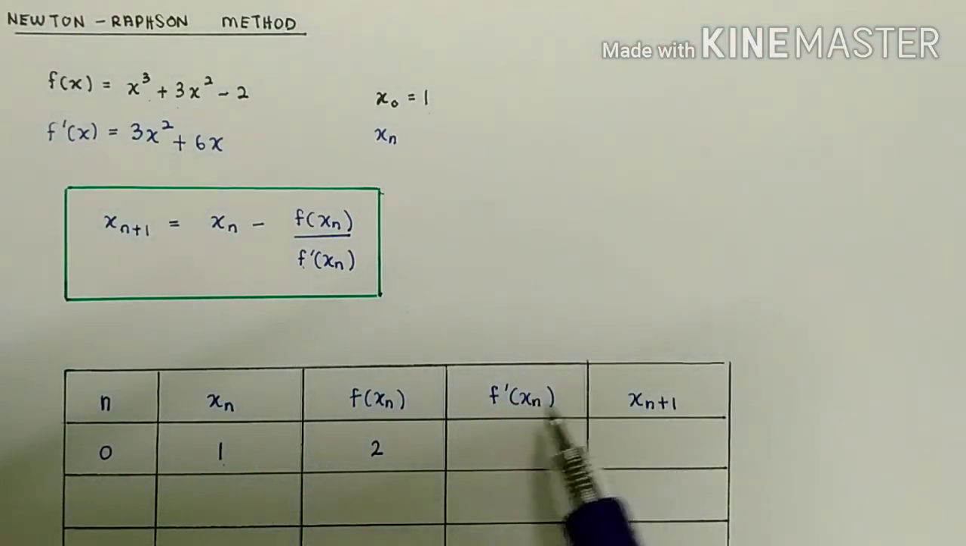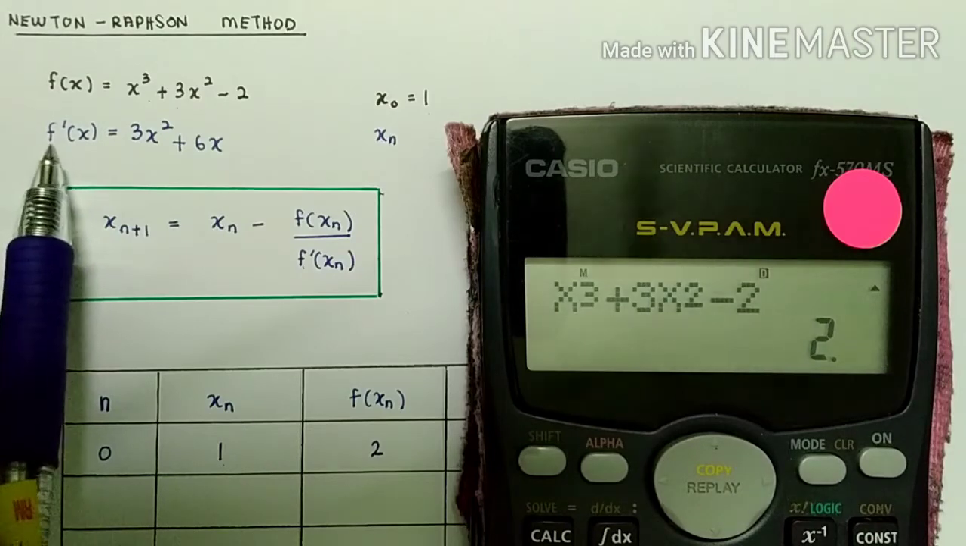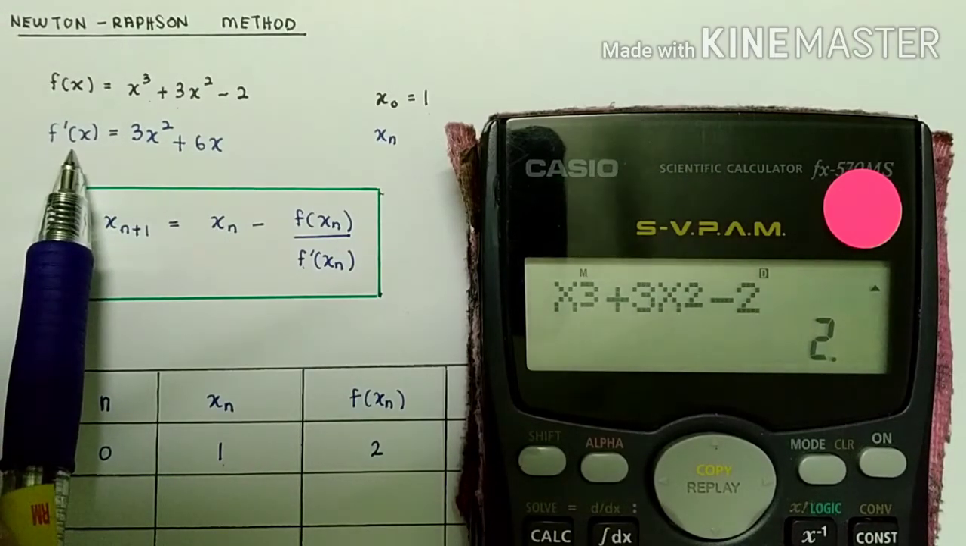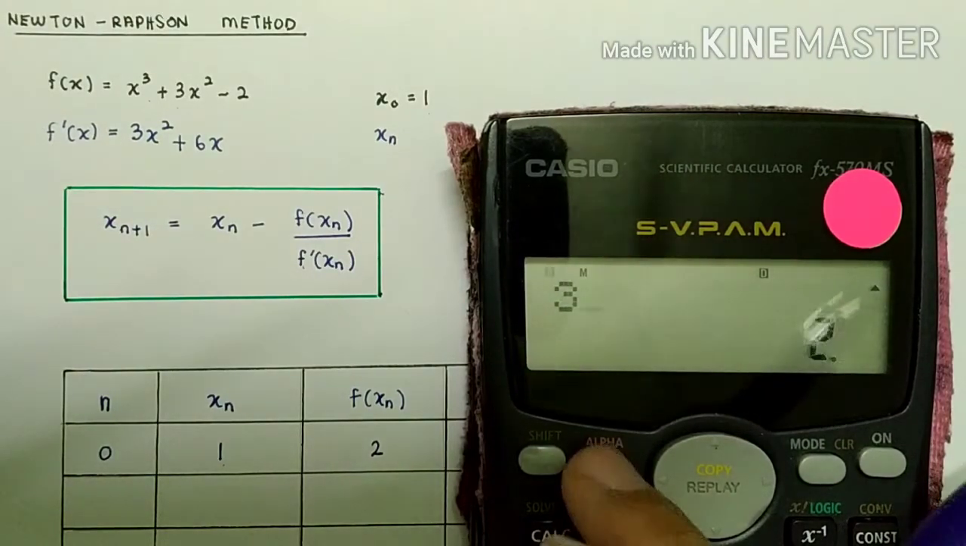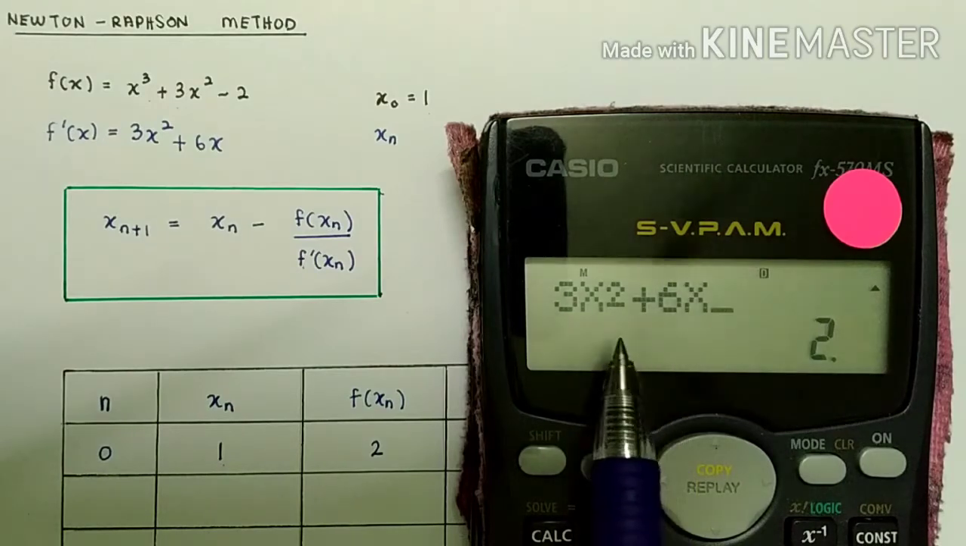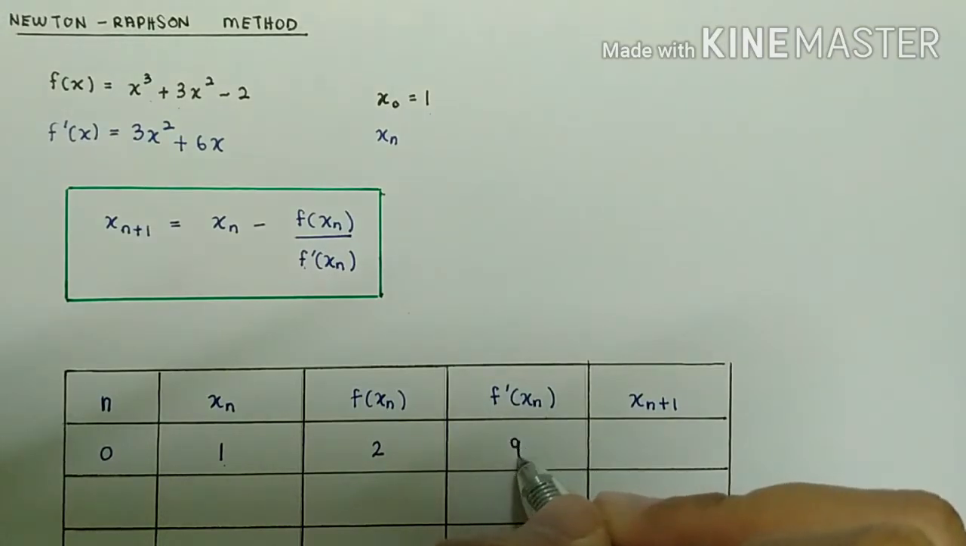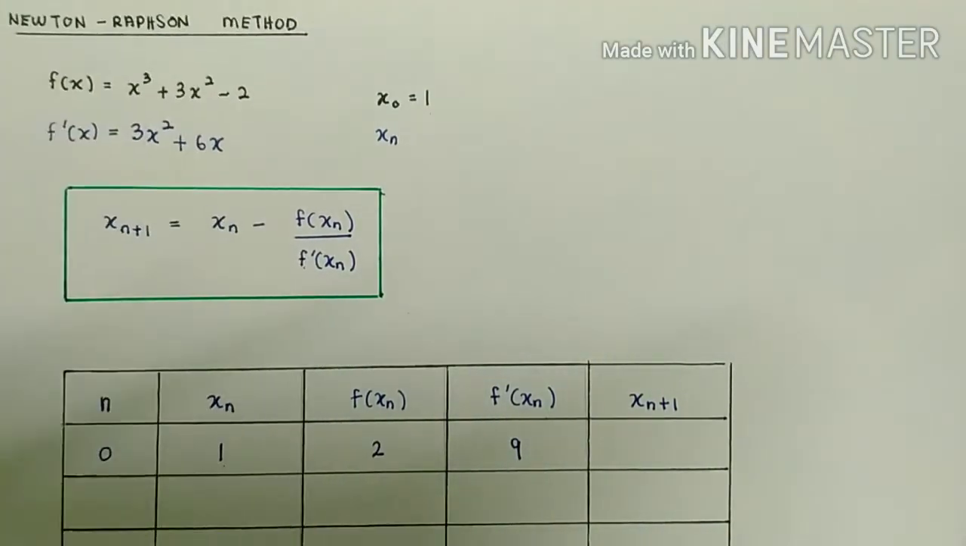And then we must find the value of f prime x(n). So we substitute into the derivative of f, f prime x, so we have 3x square plus 6x. This is our f prime x, and then calculate. Our x here is 1, equal to 9. So we have x(n) equals 1, f(x(n)) equals 2, and f prime x(n) is equal to 9.